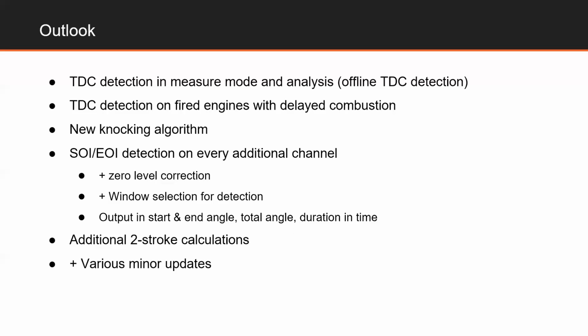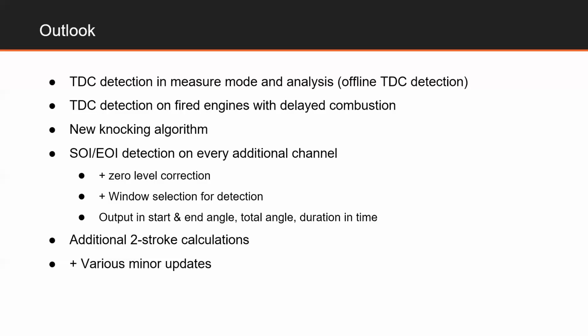for detection. This means that if you connect one current clamp for 4 injectors, you have a combined signal with 4 peaks, and then you'll be able to just select a certain angle window in which you want to detect your injection signals. The output, of course, will be in start angle, total time, duration in time, and so on. We will also add additional 2-stroke calculations based on scavenging pressure and maximum pressure, and also blow-by pressure for easier analysis of big 2-stroke engines.